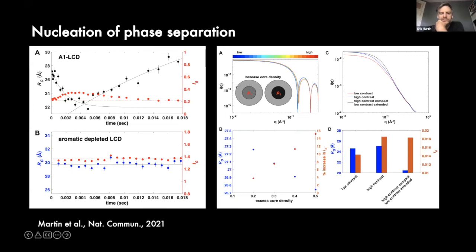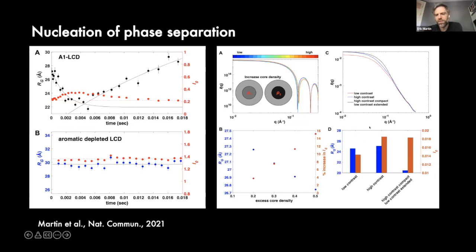We modeled this in two separate ways. The first was a toy model where we looked at a core-shell system, where you consider your disordered protein as a core and your hydration layer as a shell, and the differences in contrast between the two could be a proxy for how stable the hydration shell is. As you map the excess core density, you see the exact trend that you would see in the data: a decrease in radius coupled to an increase in zero angle scattering, suggesting that this trend could be possible.